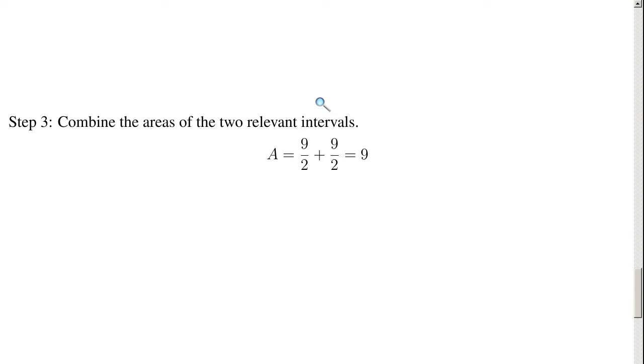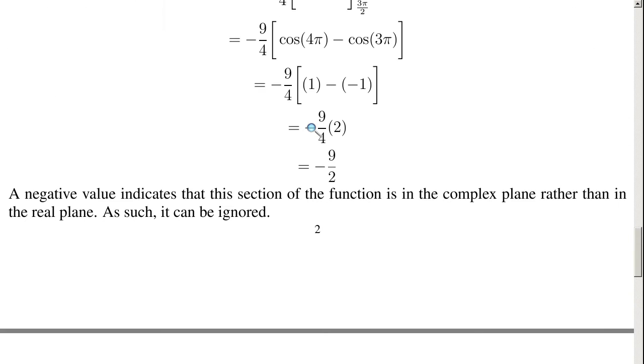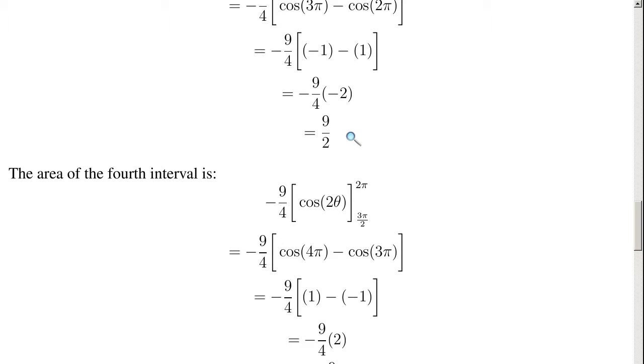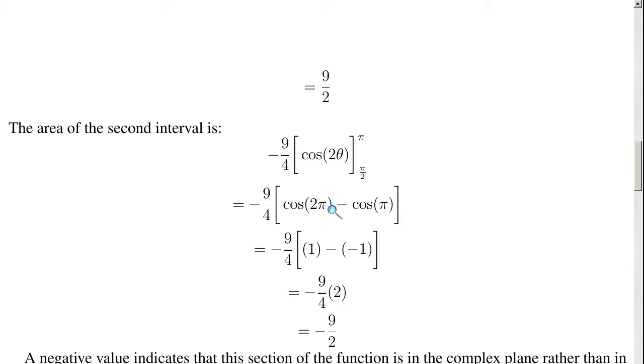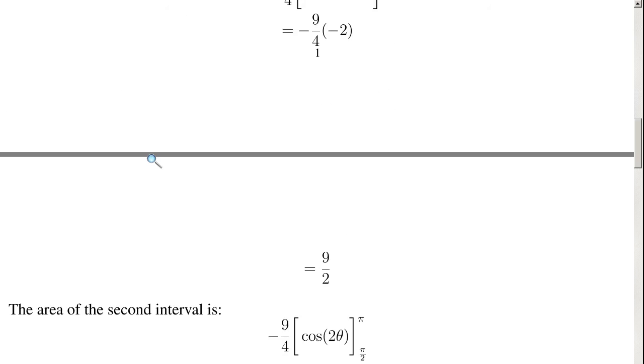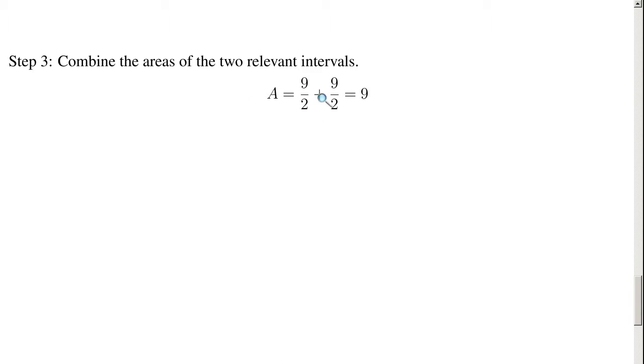And that's it. Step 3. Our final step, combine the area of the two relevant intervals. So the relevant intervals is any time we got positive area. So this 9/2 for the third interval, and this 9/2 for the first interval. 9/2 plus 9/2 gives you 9. And that's your final answer.